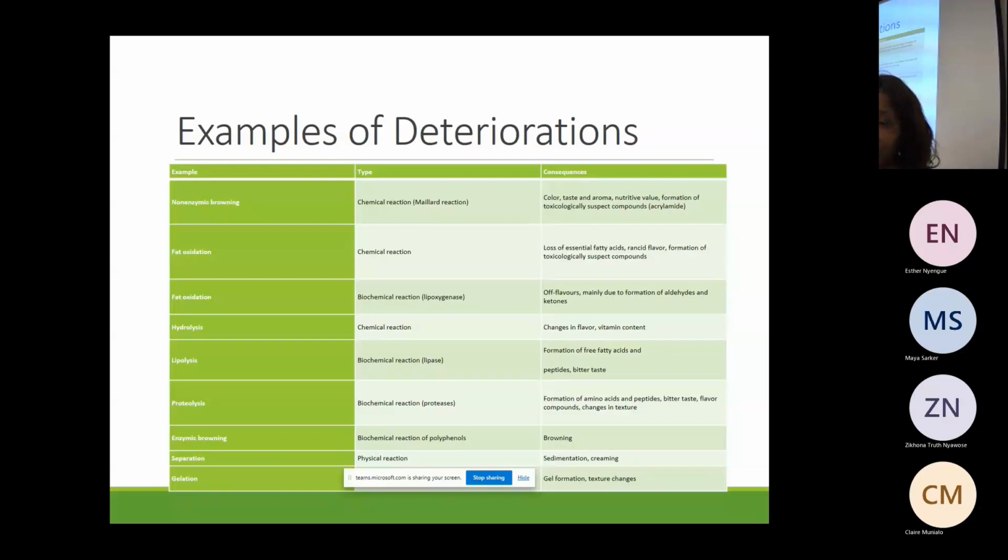And there's also hydrolysis, which brings about changes in flavor and vitamin content, and lipolysis, a biochemical reaction involving the lipase enzyme and the formation of free fatty acids, peptides, and even beta tests. So you will see that some of these can be good chemical reactions, but at times they bring about deterioration within the product, which a lot of times is not good for the quality of the product at the end of the day.